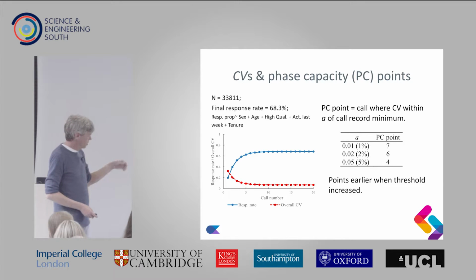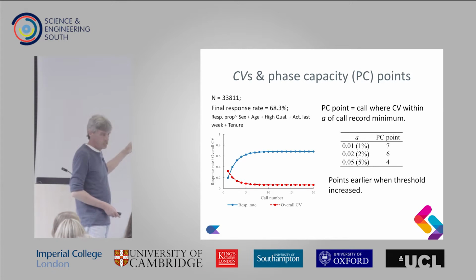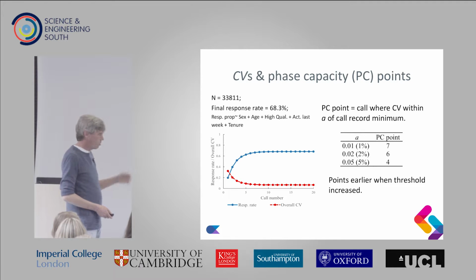Now, if you look at these and you look at the way they're calculated, we can actually stop a lot earlier than we're currently doing when we're collecting this data. At 0.02, we can stop at call 6. Now, I'll come back to the saving about that in a moment. I'll also note here that the points are earlier when the threshold is increased. That's pretty obvious.